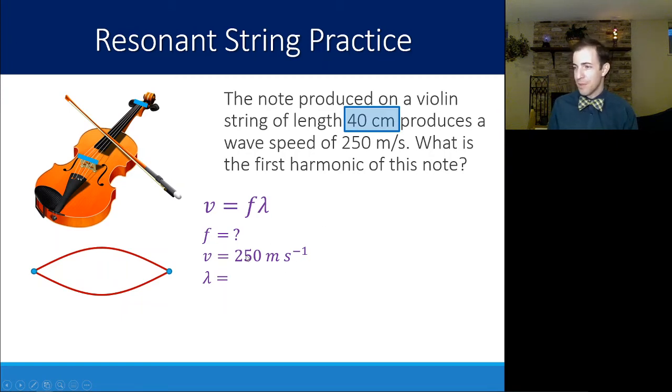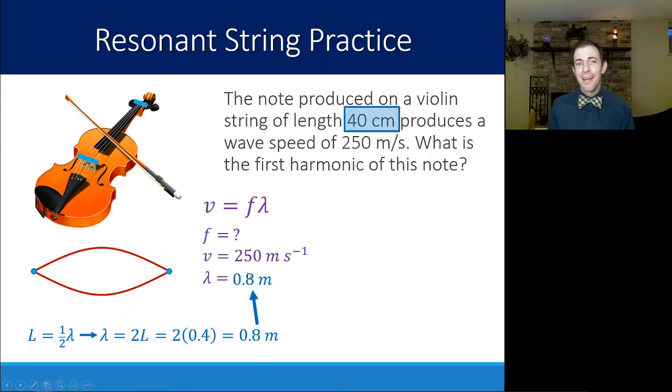Since we're using meters per second down here, we're going to convert that into meters, knowing that the length from one end to the other contains half of a wavelength. So if I want to find lambda from this length, I can do the same thing that I did before. Lambda is equal to 2 times L. The length in meters is 0.4, so 2 times 0.4 is 0.8. Plug that in for my wavelength.